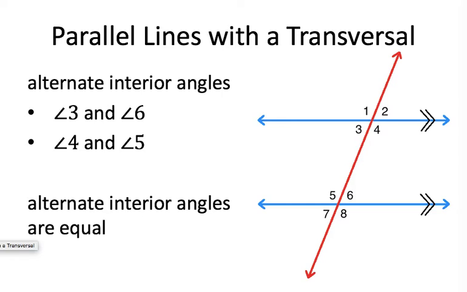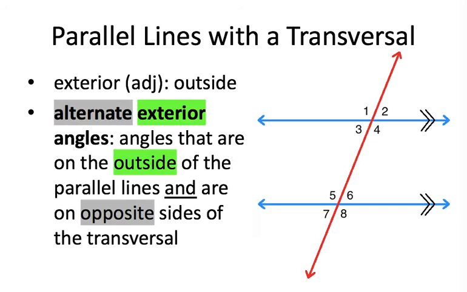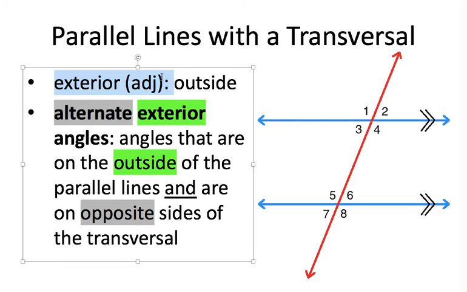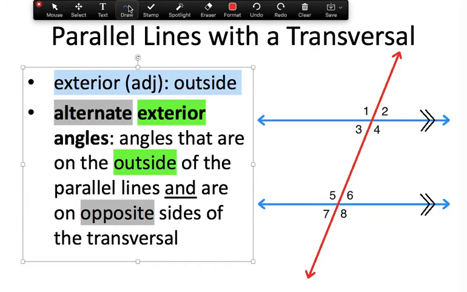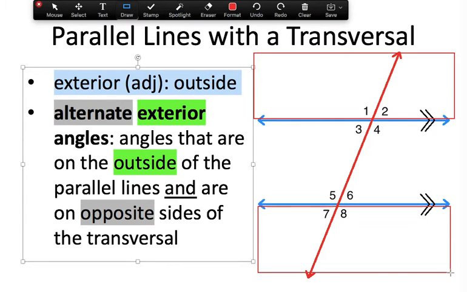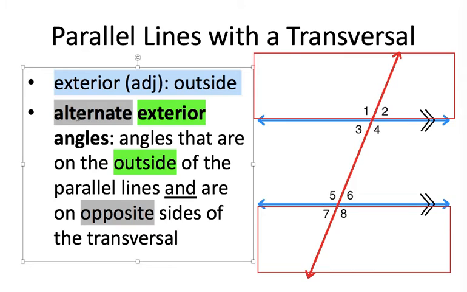We're going to do a vocabulary word that is very close to this. This was alternate interior angles. We're going to now look at alternate exterior angles. The word exterior means outside. And so alternate exterior angles are outside of the parallel lines. That means up here and down here. Those are outside of the parallel lines. And since we are still using this word alternate, we're looking at the angles that are on opposite sides of the transversal.